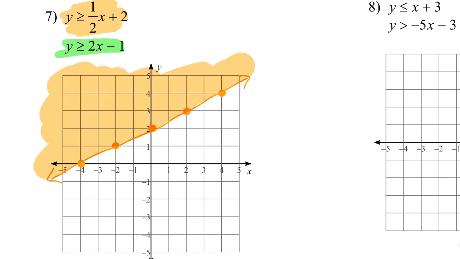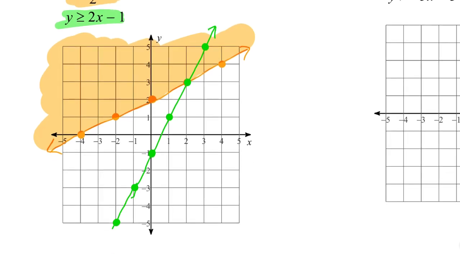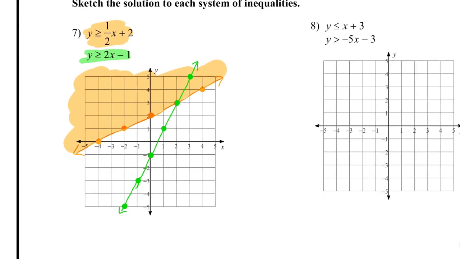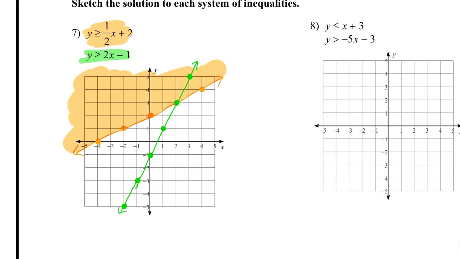Now for the other inequality, we have a y-intercept of -1 and a slope of 2, up 2 to the right 1, or down 2 to the left 1. And again, that's going to be a solid line connecting those dots. And because our inequality is opening toward the y value, we're going to shade above the line, so that means up here.